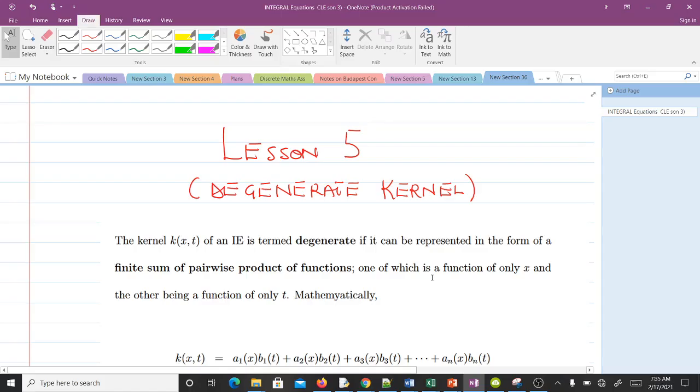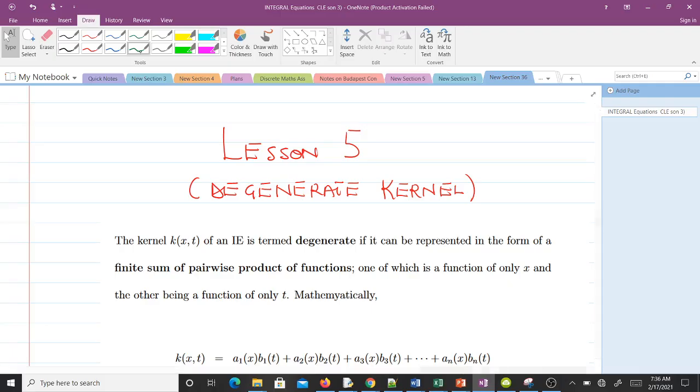Note that in our third lesson we talked about separable kernels, how to solve our integral equation when we have a separable kernel. In this lesson we'll talk about when you have a degenerate kernel. So how do we say our kernel is degenerate?